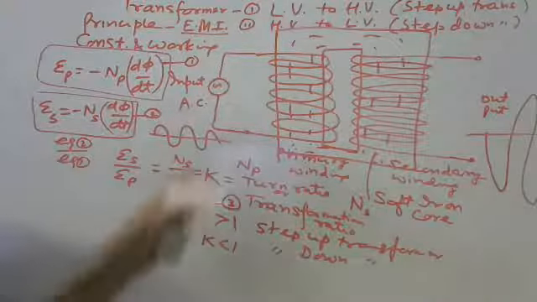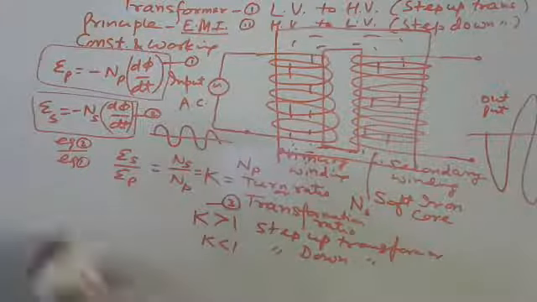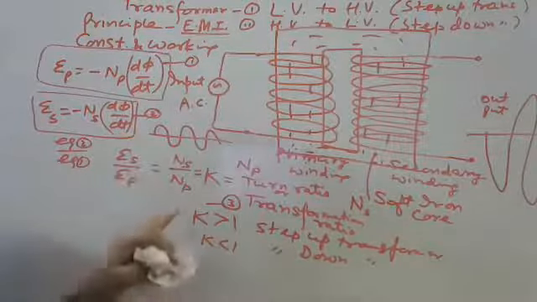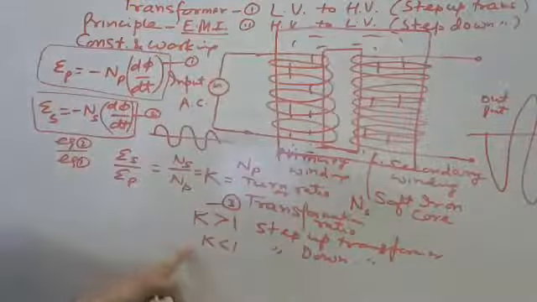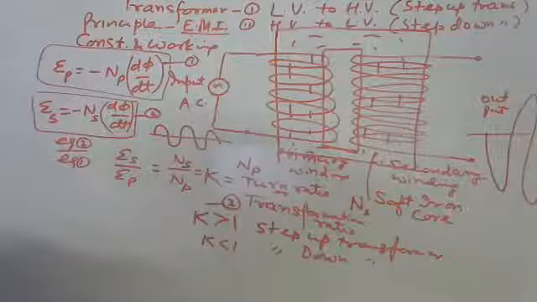Because I have to rub it. Have you noted this? There are two types of transformer. K is more than 1, first one, low to high voltage, step up. K is less than 1, step down transformer. Should I rub it now?